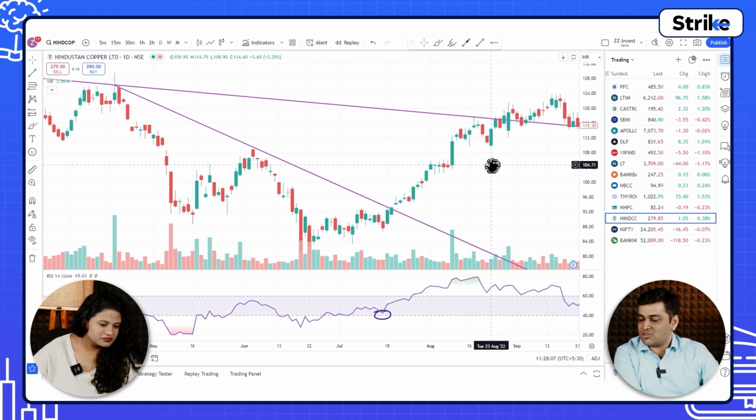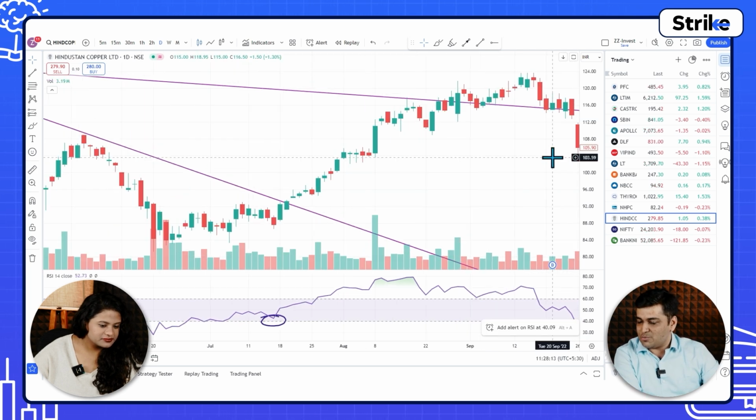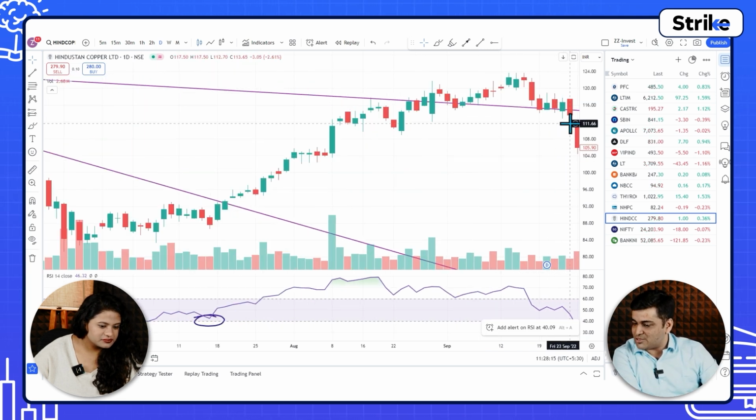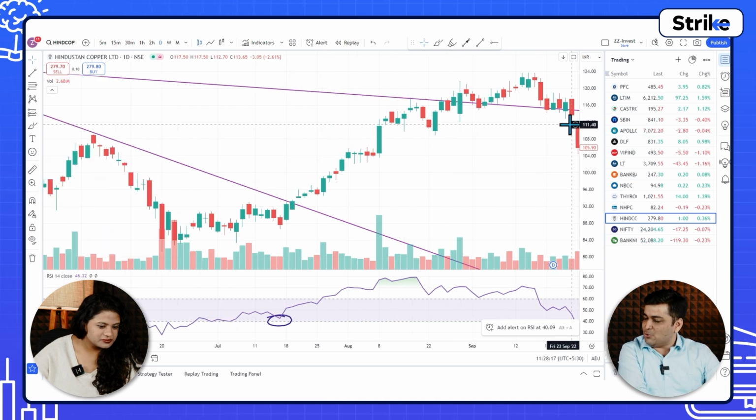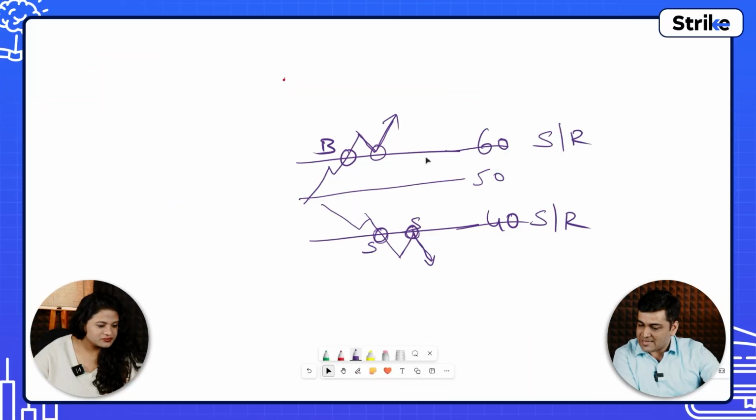it is sailing smoothly. It is cruising smoothly. And now look at this. RSI crosses below 40. This particular support level is broken here. What do you need to do? Simply sell. And look how prices went down from here. So always remember, above 60 is a good speed, and below 40 is bearish speed.